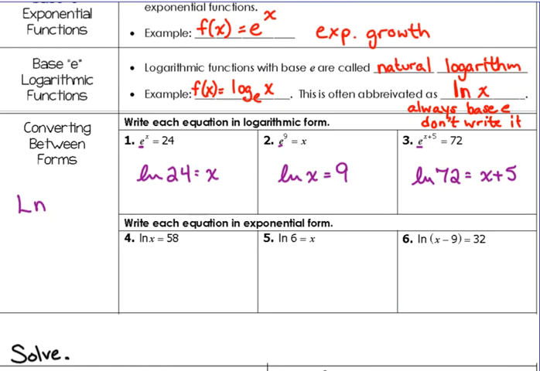So if we're going from logarithmic form to exponential form, we can still use the swoop. The e is not there. You can write it there. So e to the 58th is equal to x. E to the x is equal to 6. And e to the 32nd is equal to x minus 9.